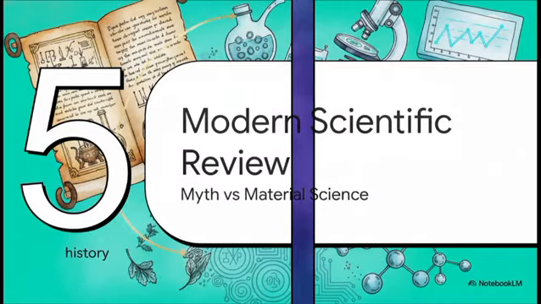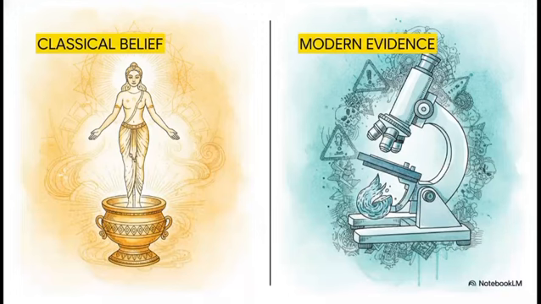Section 5. Modern Scientific and Clinical Review, Separating Myth from Materials Science. All right, it's time for a reality check. We absolutely must rigorously evaluate these historical beliefs through the uncompromising lens of modern science. On one side, we have the classical beliefs, the idea that parada, or mercury, when properly purified through these elaborate processes, grants dahasiddhi, immortality or absolute health.